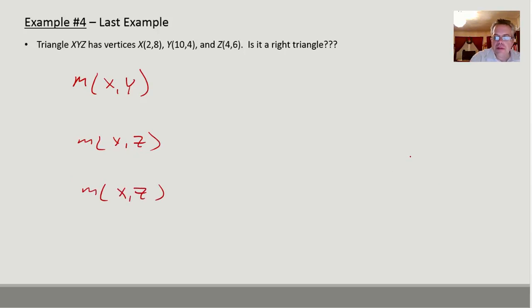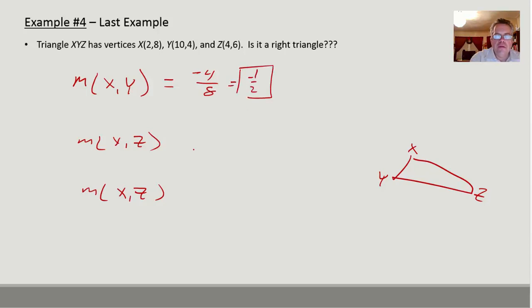If it helps, make a little sketch. I don't know if it's a right triangle or not, so a sketch really is not accurate, but at least it helps me visualize and find the slopes of these three sides. Okay, so X and Y. 4 minus 8 is negative 4 over 10 minus 2 is 8. That's negative 1/2. First one.